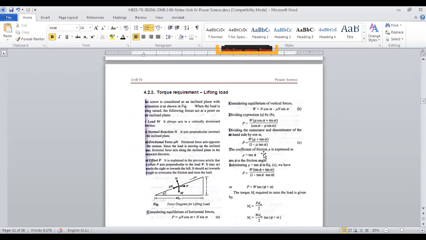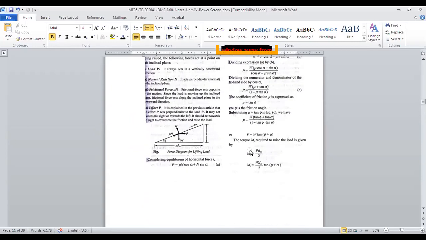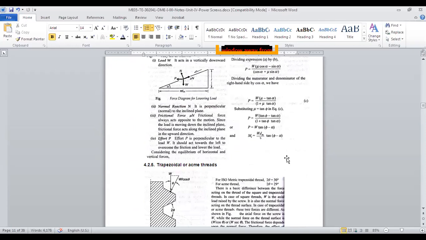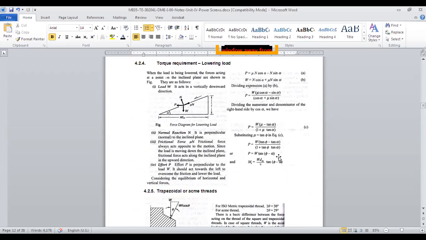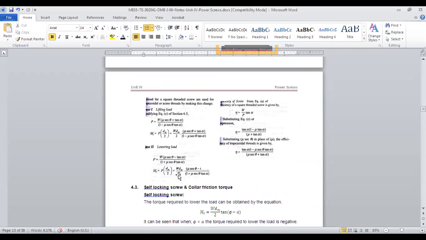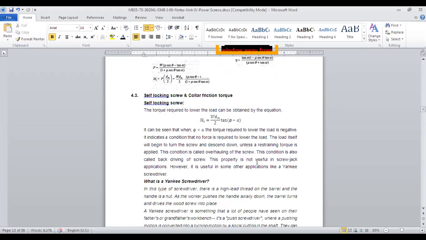Then we have seen the torque required to raise or lower the load for the square thread. It was MT equals W into dm by 2 tan(phi plus alpha) to raise, and W into dm by 2 tan(phi minus alpha) to lower the load. We have seen in detail how we came up with these formulas. And for trapezoidal threads, MT was W into dm by 2 times (mu sec theta plus tan alpha) upon (1 minus mu sec theta tan alpha), right? And efficiency was tan alpha into (1 minus mu sec theta tan alpha) upon (mu sec theta plus tan alpha).